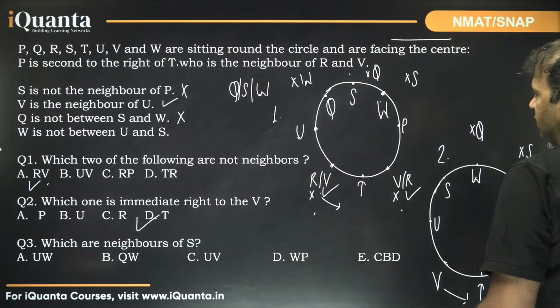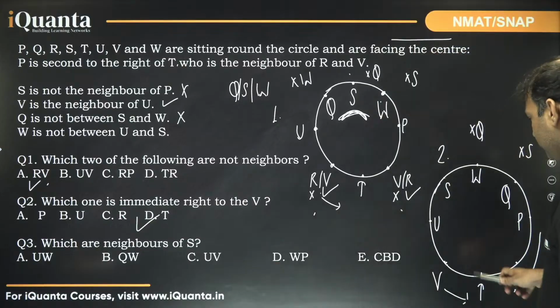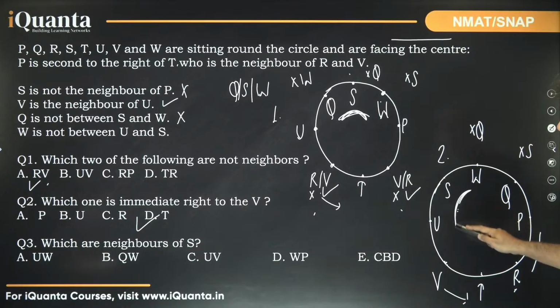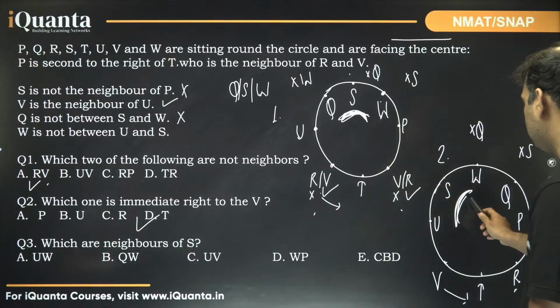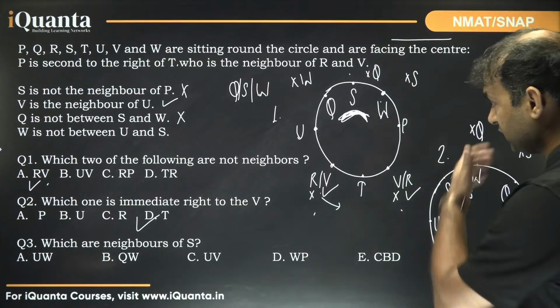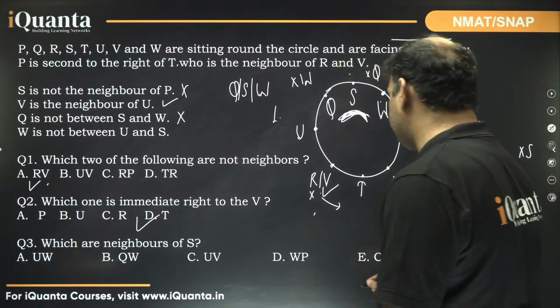Last question: which are the neighbors of S? In the first arrangement, the neighbors of S are Q and W. In the second one, the neighbors of S are U and W, right? In the first one, Q and W. In the second one, U and W. So the answer is not fixed, either Q and W or U and W. So that is why the best choice is CBD.